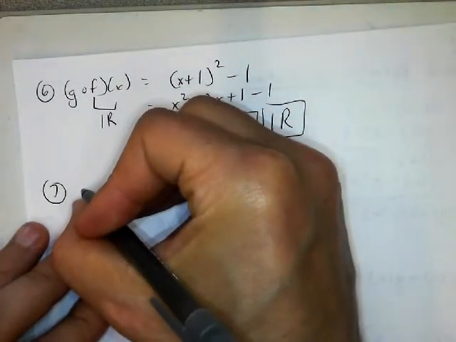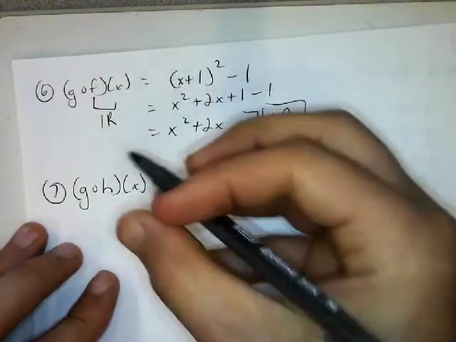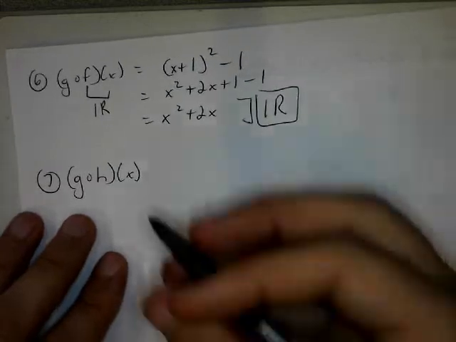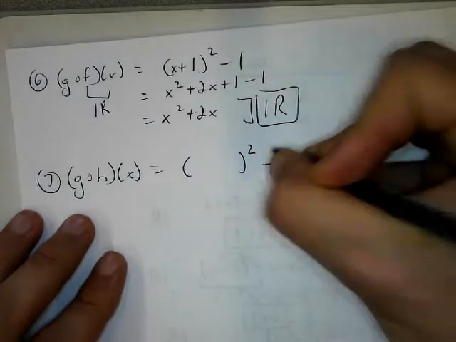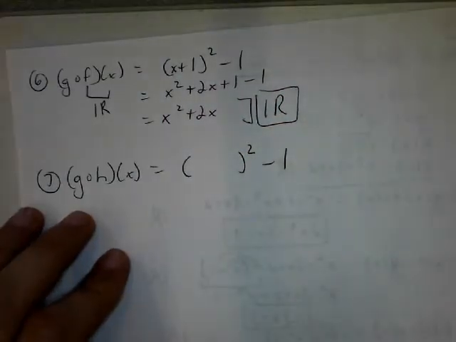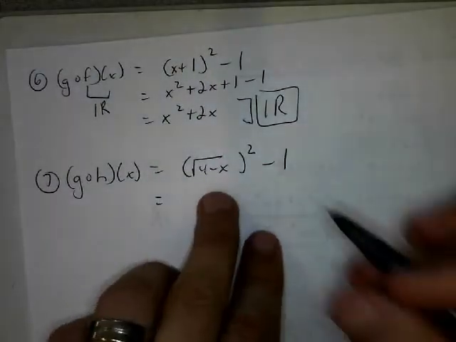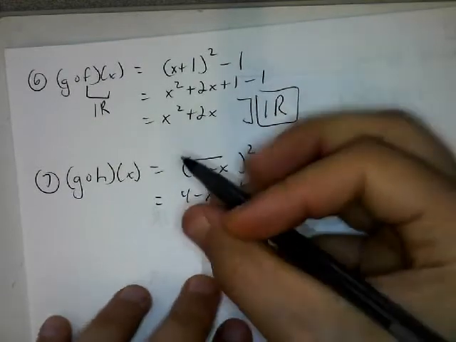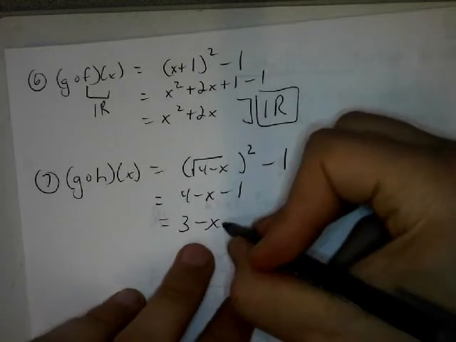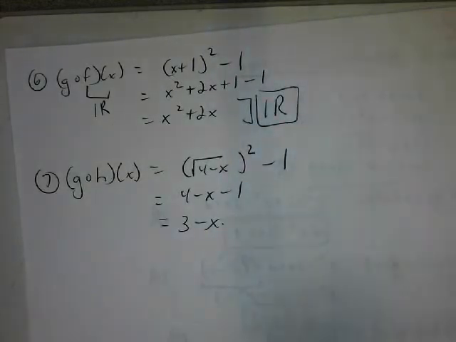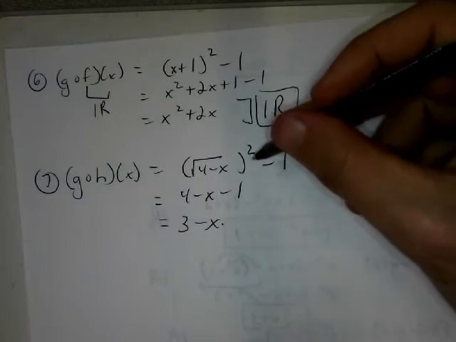Let's take g of h. So in this one, we take g, and we plug in h. If you square this, you get 4 minus x minus 1, which is 3 minus x. You would think the domain is all reals, but if you actually, and I would advise you to put this in your calculator, you'll see that the domain is not all reals.